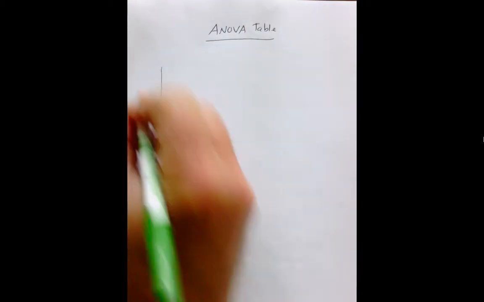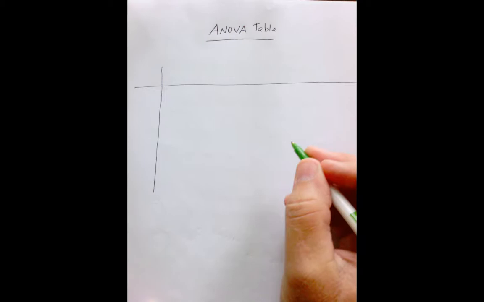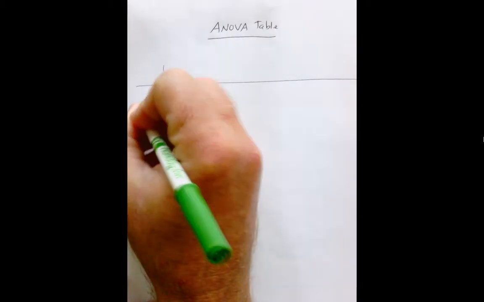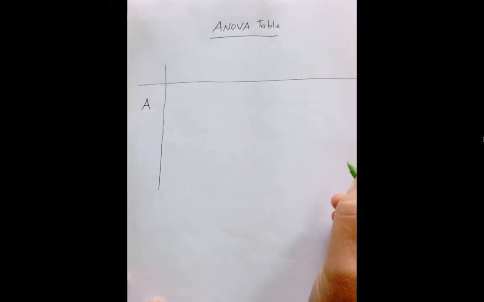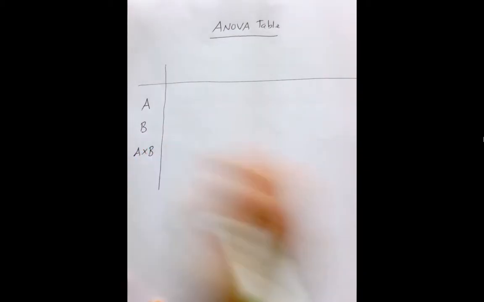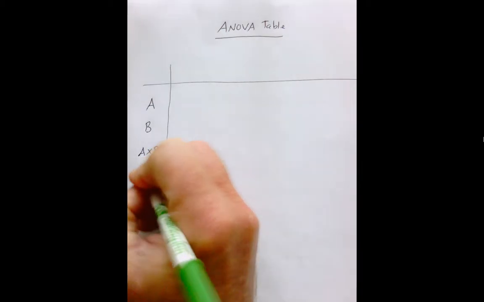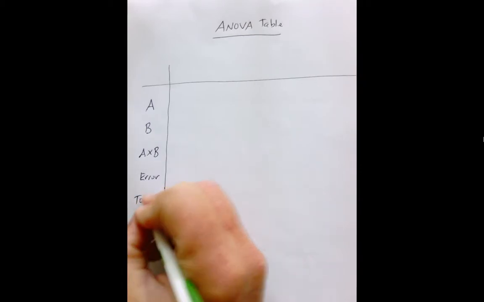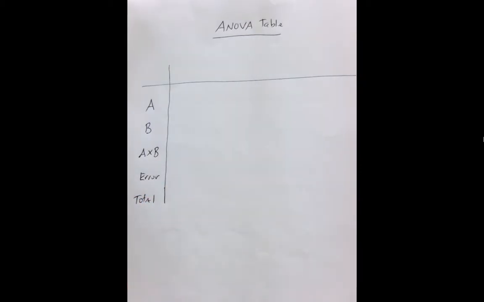Let me show you the way this is going to fall out. What's going to happen here is we're going to end up with our layers, if you will, and we're going to have a row for factor A, a row for factor B, a row for the interaction, a row for our error. And although R doesn't include a row for the total, we will typically think about that. And I'll explain why in just a second.